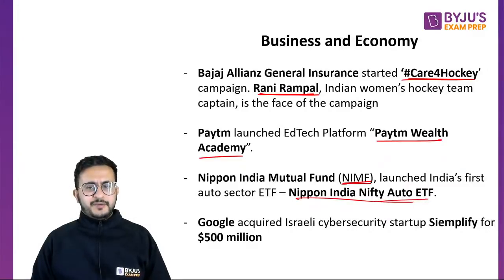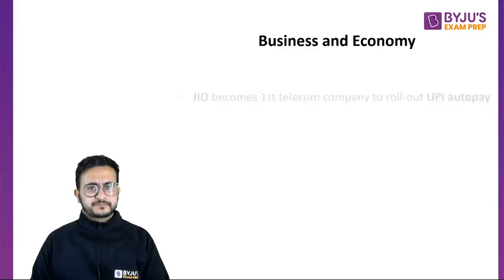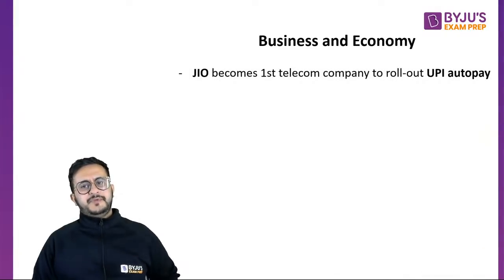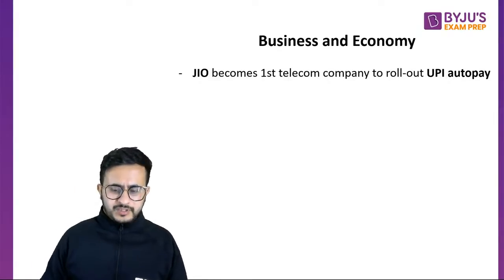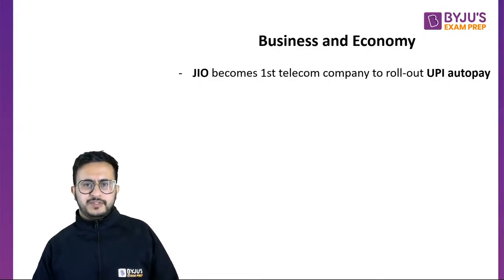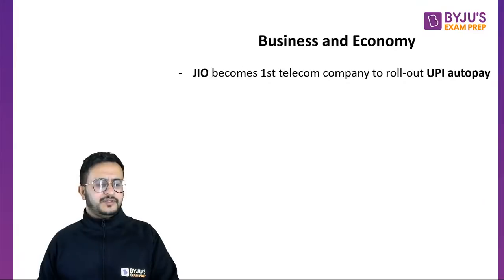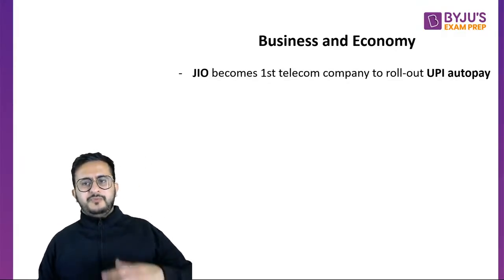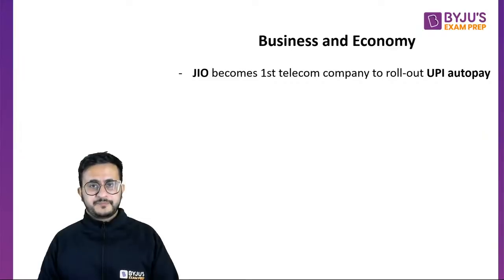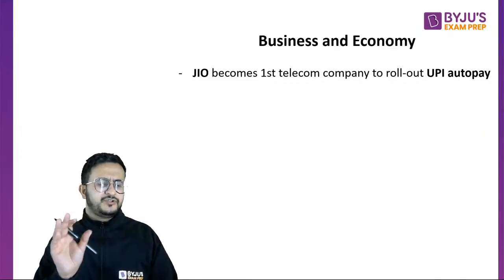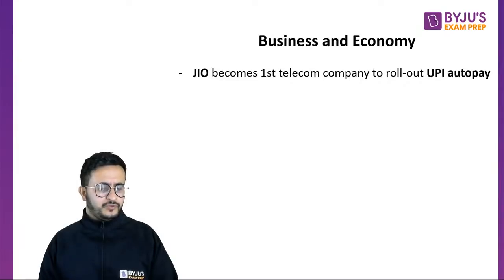Google acquired Israeli cybersecurity startup Siemplify for $500 million. And Jio became the first company to roll out UPI AutoPay. So that means people can just put those things on autopay. So they do not have to, once the package expires, recharge; there will be autopay and one could continue the services, right? So a person may not have to recharge again and again. Okay, so there are certain limitations to this, that there is a maximum amount up to which autopay can work.